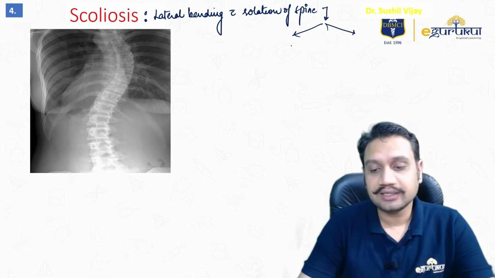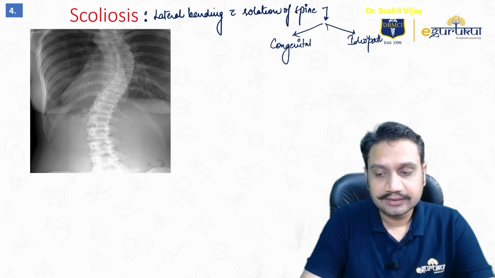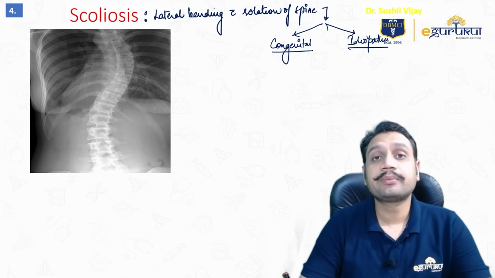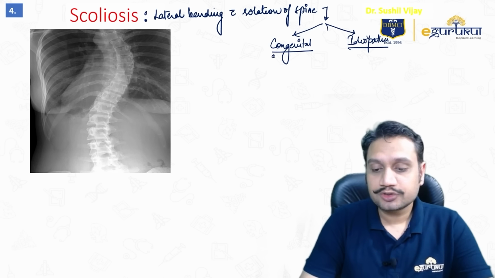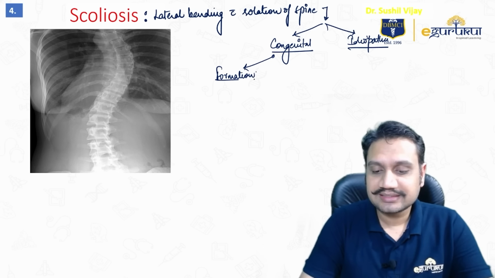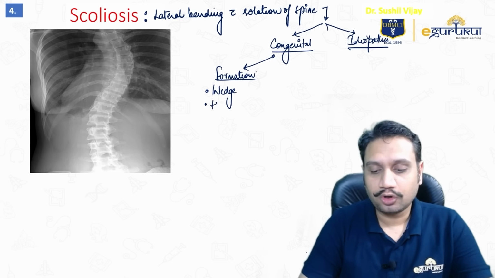Either it is congenital or it is idiopathic. When do you call it congenital? When there is a defect in the vertebral bone formation, or after formation, in its differentiation, okay? So when they say it is because of the defect of formation, what exactly is the reason? Either the vertebra is only wedge shape, so wedge vertebra, or we call it hemivertebra. Either only half of the vertebra is formed or the wedge vertebra is formed, that leads to failure of formation.